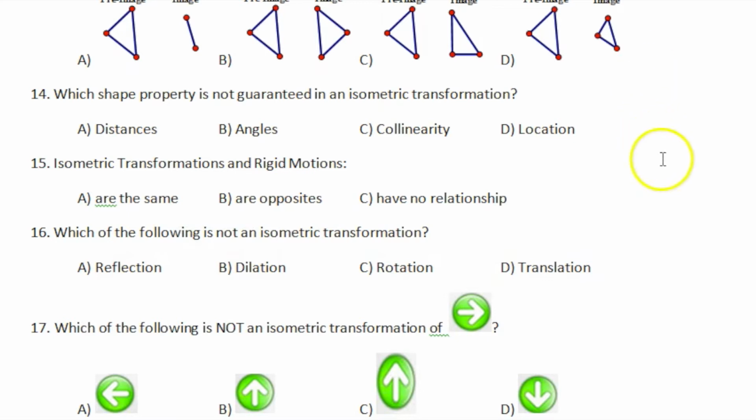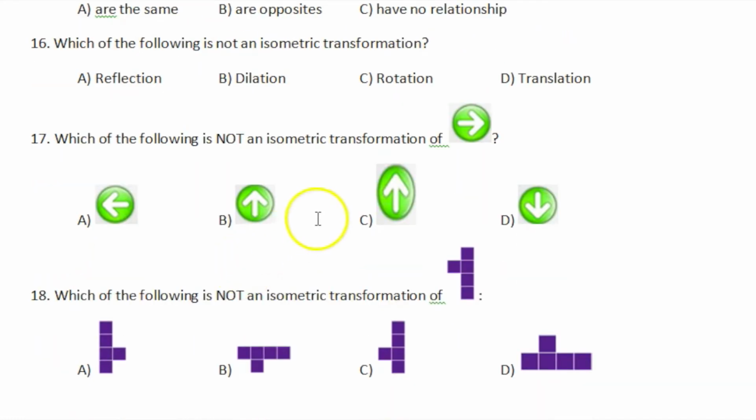Another place you'll find support for this question is in the assessment bank. Here are a few questions. The shape property is not guaranteed in an isometric transformation. Guess which is not guaranteed? Isometric transformations and rigid motions. Again, we're defining what it means to be isometric. What properties does it hold? Which of the following is not isometric? There is the question basically that's being asked here. It's being asked about congruence, but it truly is a question of isometries, and do you understand rigid motion?